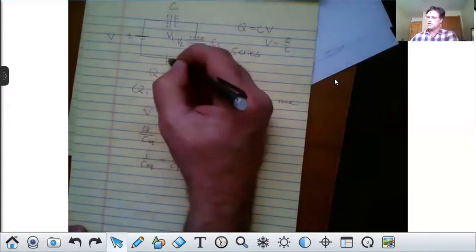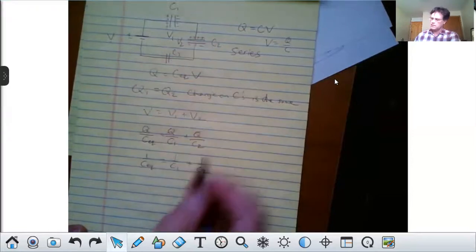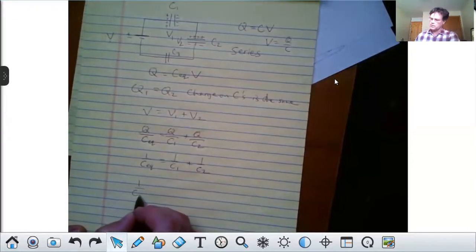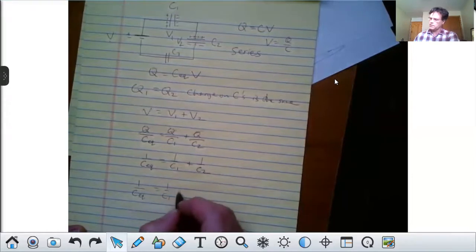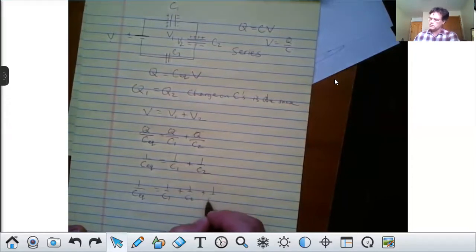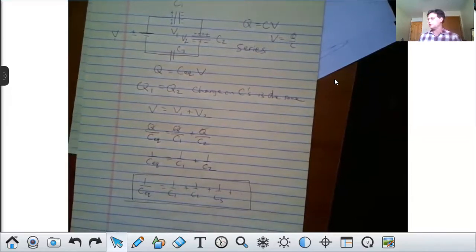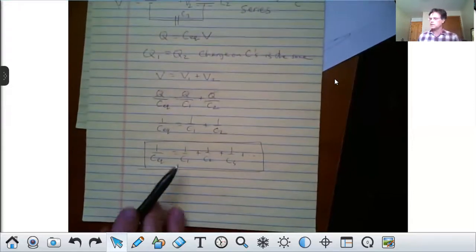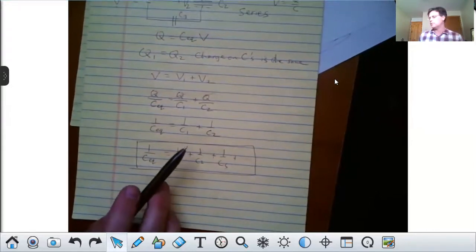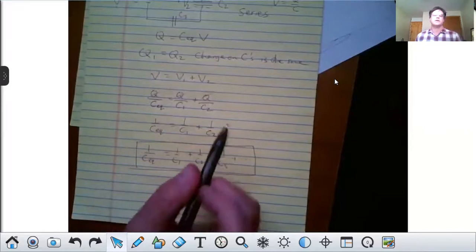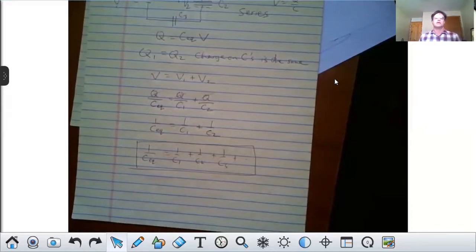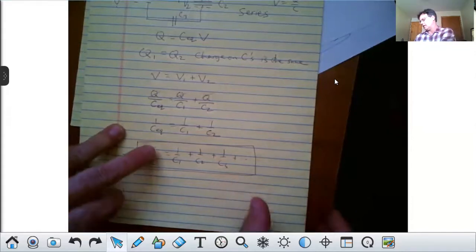Maybe I put a third capacitor down here, C3, and then I'd have the equation 1 over CEQ equals 1 over C1 plus 1 over C2 plus 1 over C3. You could add as many capacitors in series as you can fit in the circuit. This is what you'll end up using in one of the problems, how to combine capacitors in series. The inverses of the capacitances add together to give the inverse of the equivalent capacitance. Okay, let's look at the second case.